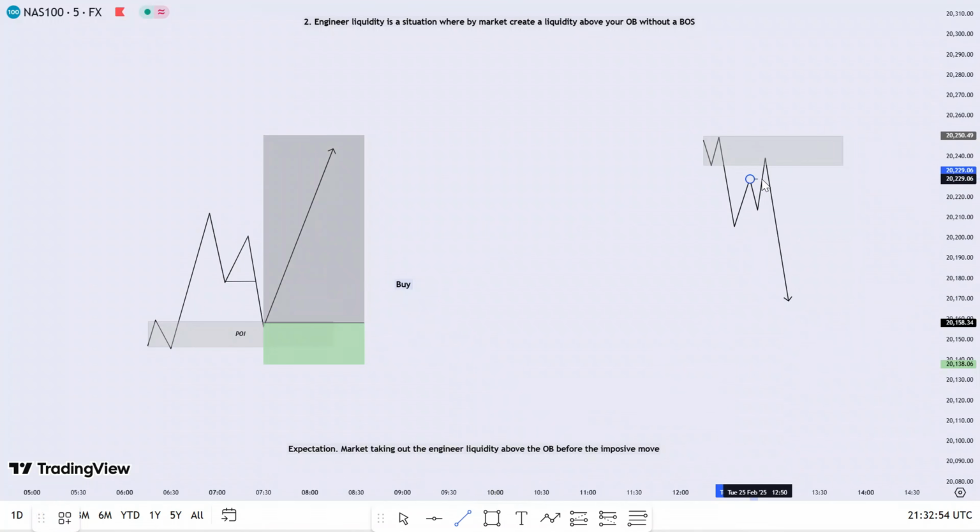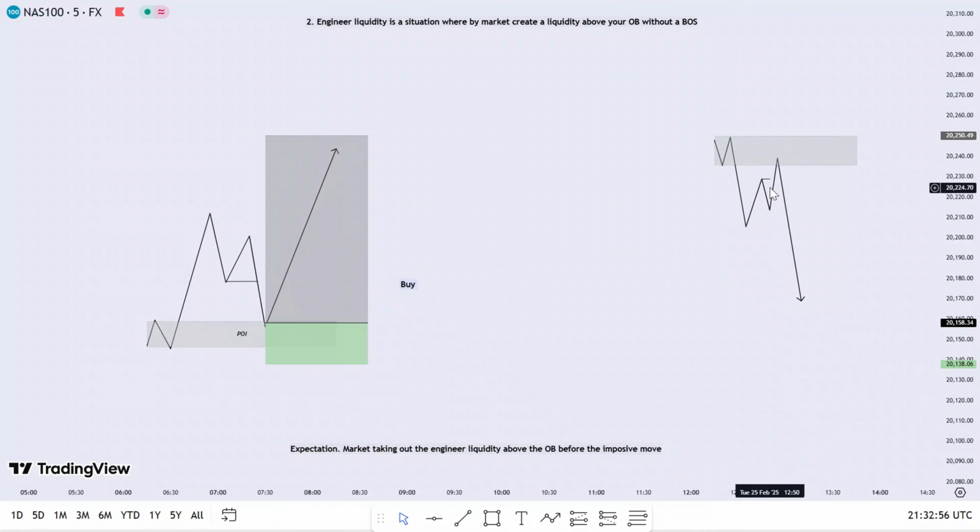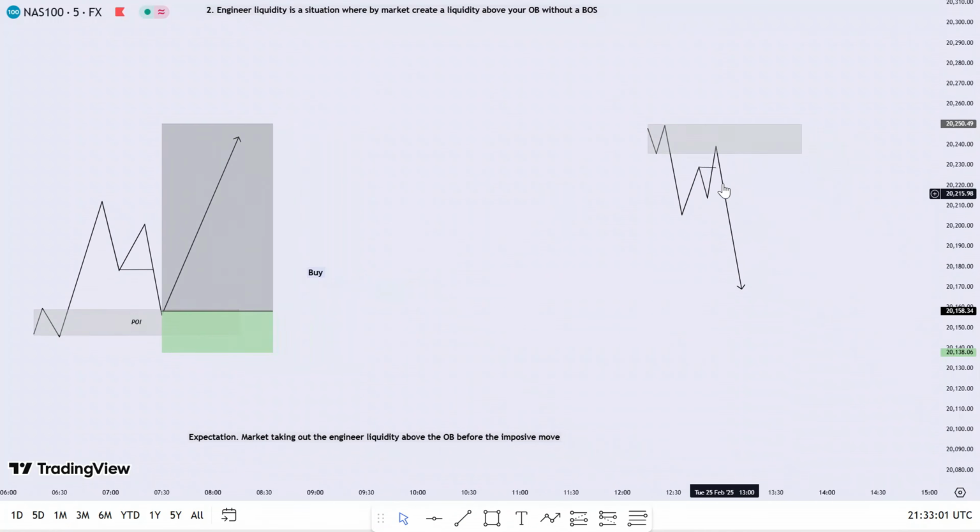Then you have your liquidity sweep right here. Okay, you have your liquidity sweep there.